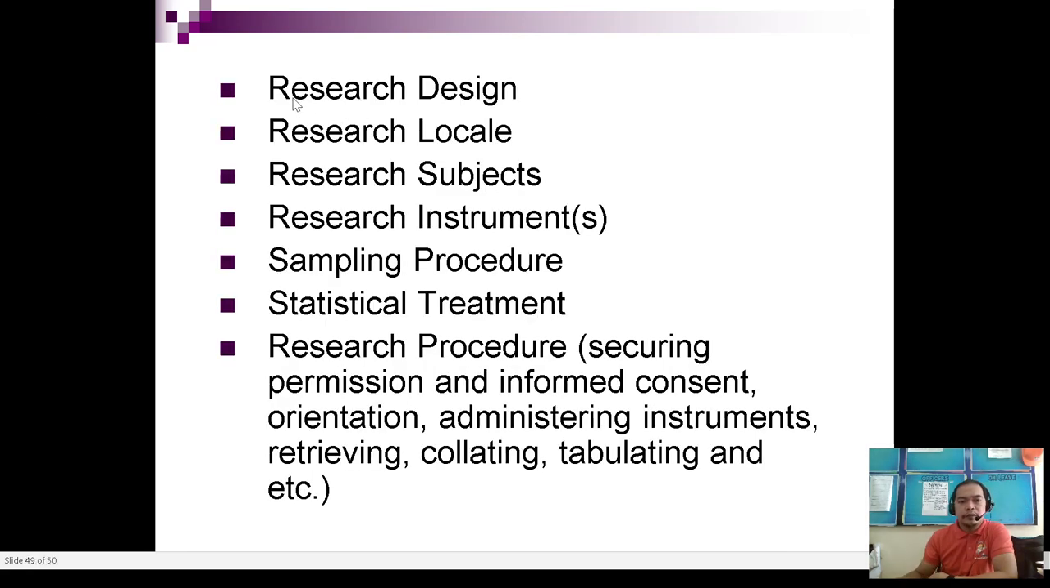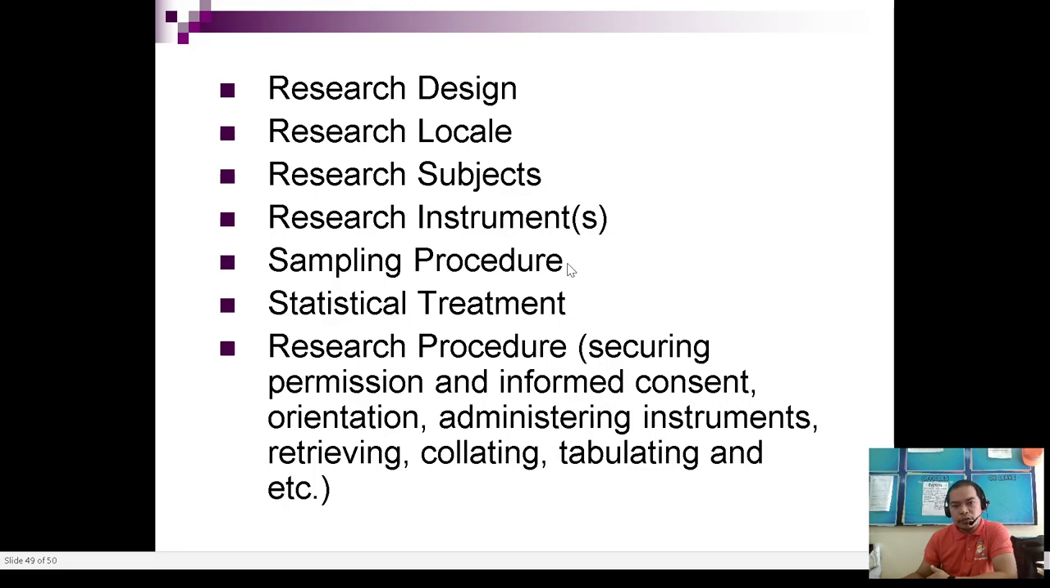Of course, you have already mentioned this one, research design. So this is how you treat the samples. How are you going to assign them into groups? How are you going to design the experimentation? So this is where research design is. Then research locale is the context of research, where it is conducted, and things like that. Research subjects, these are your samples or your independent and dependent variables. And research instruments and respondents. Research instruments, those are materials and equipment used.